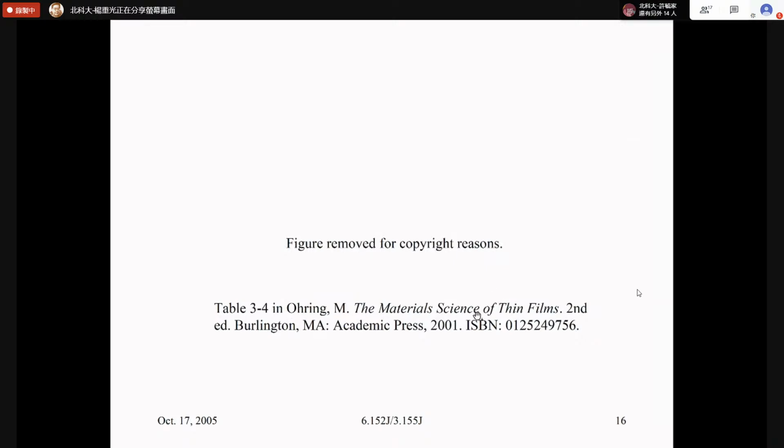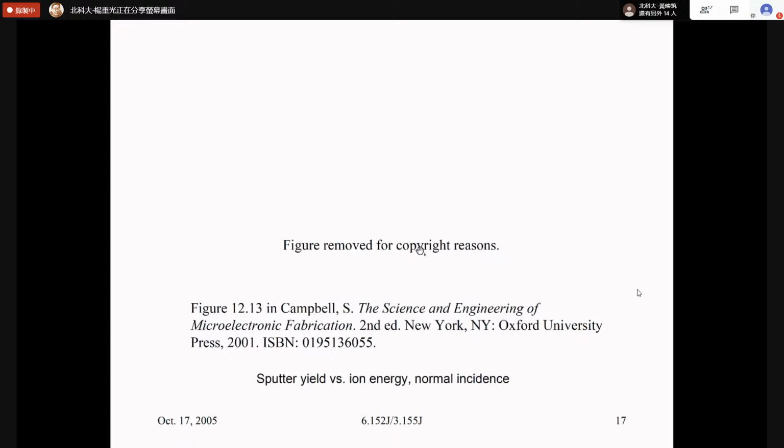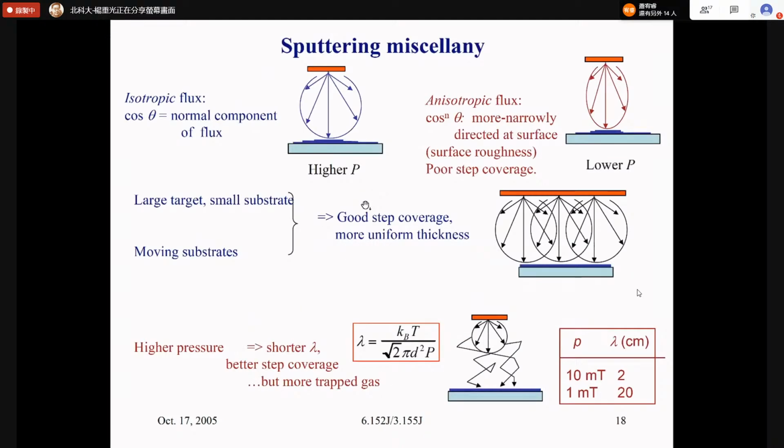You can try to check this book, okay? And there is a table, and due to the copyright, the author took this off, and also this figure you can check.